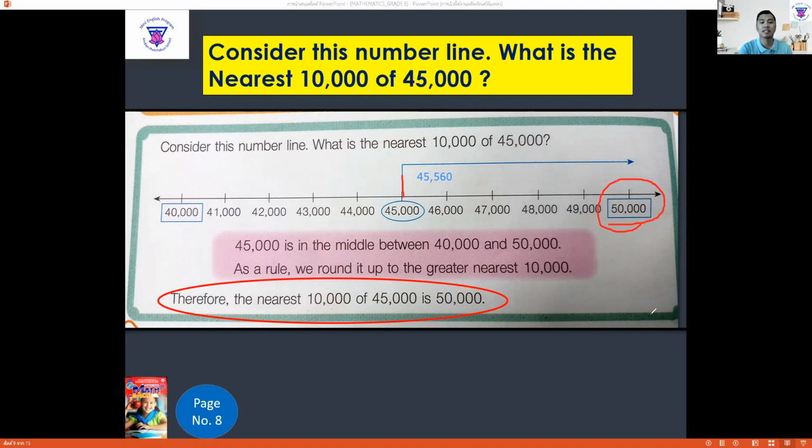So that is the nearest 10,000 of 45,560. But this time, we already need the nearest 10,000 of 45, so you have to round it up to the greater nearest 10,000. Okay, so that means the answer is 50,000. Okay, that's it. Greater nearest 50,000.